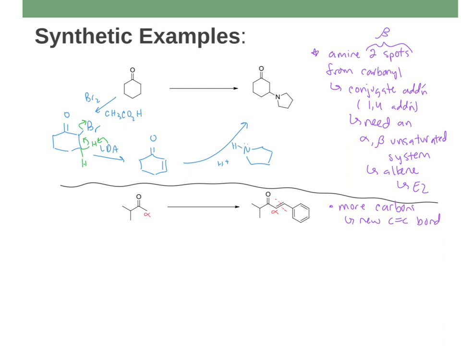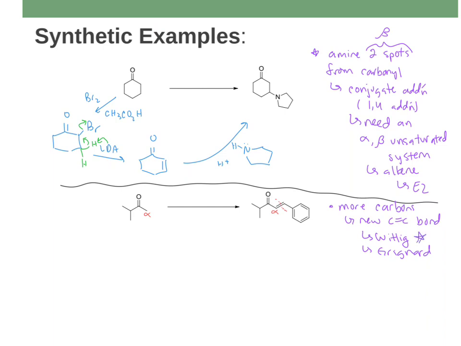And I see a new CC bond, which makes me think that maybe I used an alkyne, but that doesn't work because then the double bond's in the wrong place. Maybe I used a Wittig. Maybe I could have used a Grignard reagent, some organometallic reagent, to make that CC bond. But I think the simplest way here is going to be with the Wittig. That should be the fastest.